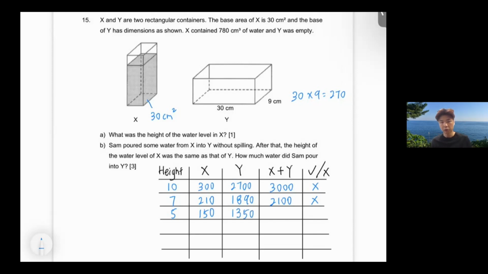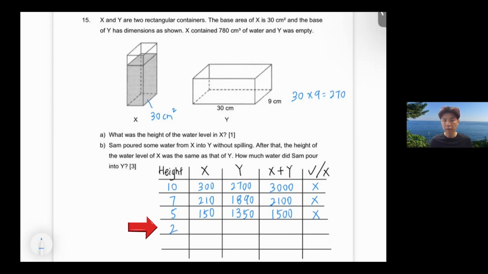You will get 1,350 cubic cm. And the combined volume is 1,500 cubic centimeters, and again it's a wrong guess. But we are getting closer because the total combined volume should be 780. So let me just decrease the height to say 2 cm.